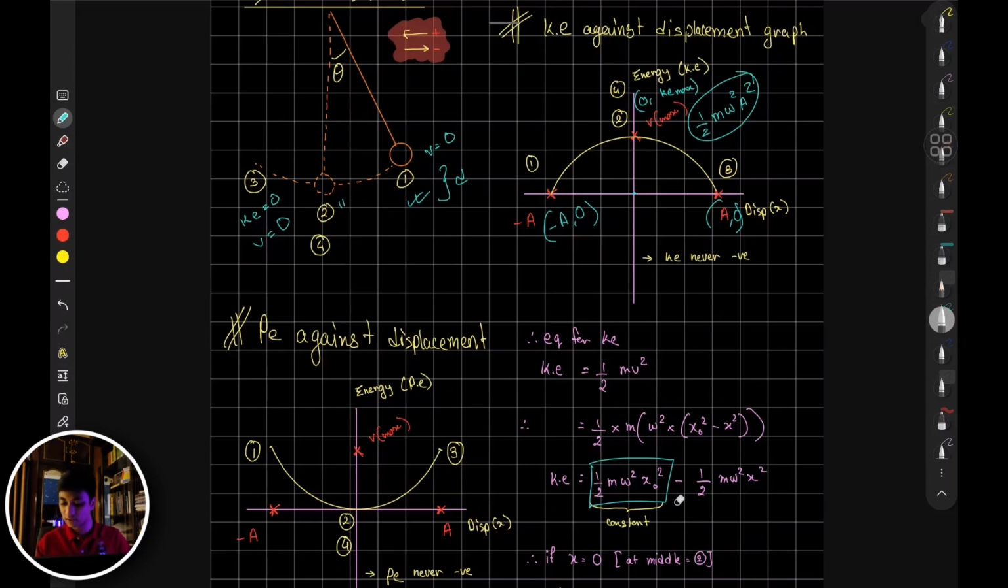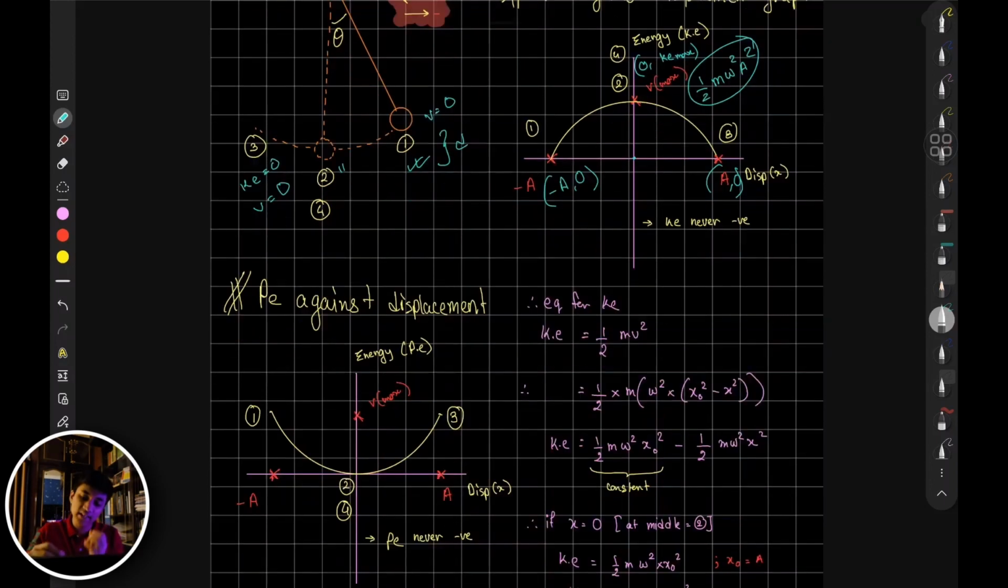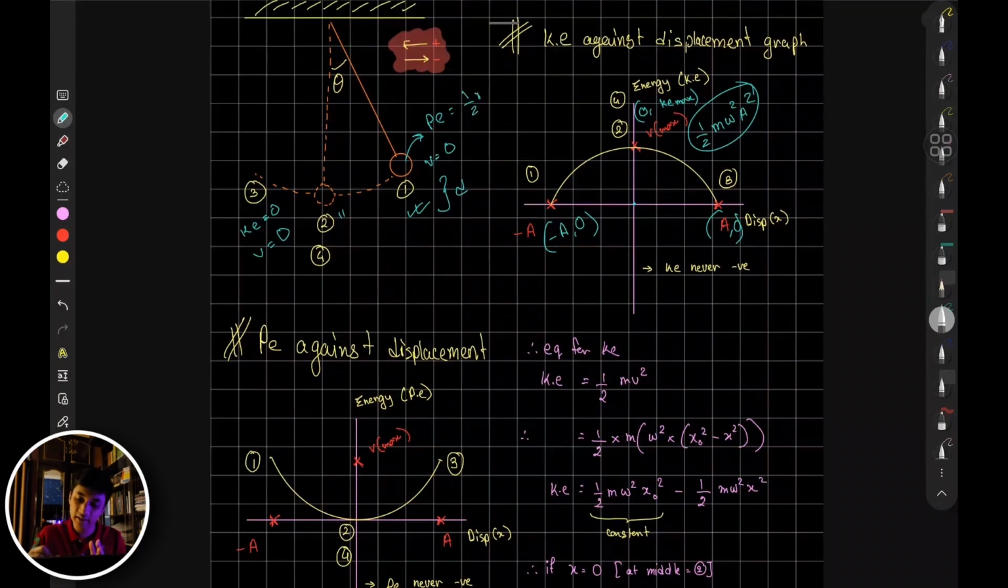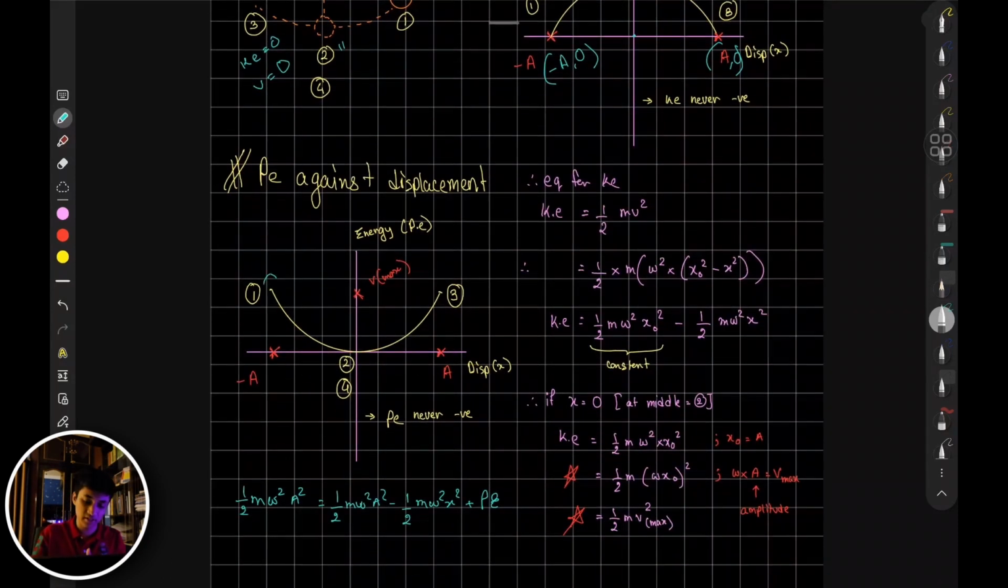So if you know that, you should also understand that at this point, this bob, even though it has no kinetic energy, must have potential energy, PE, which is equal to half m omega squared x naught squared. So at position 1, the potential energy is maximum. Why? Because the height it is displaced by is maximum. So at position 1, you're getting maximum potential energy.